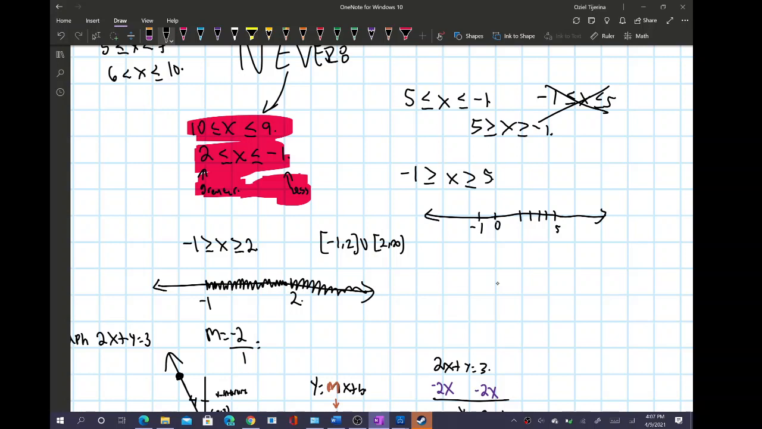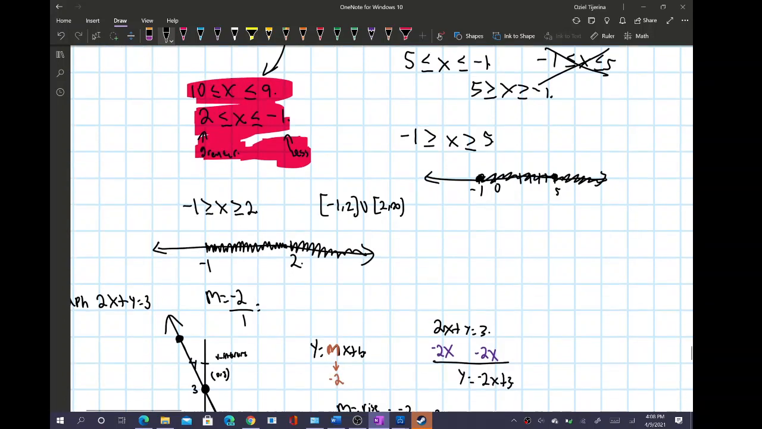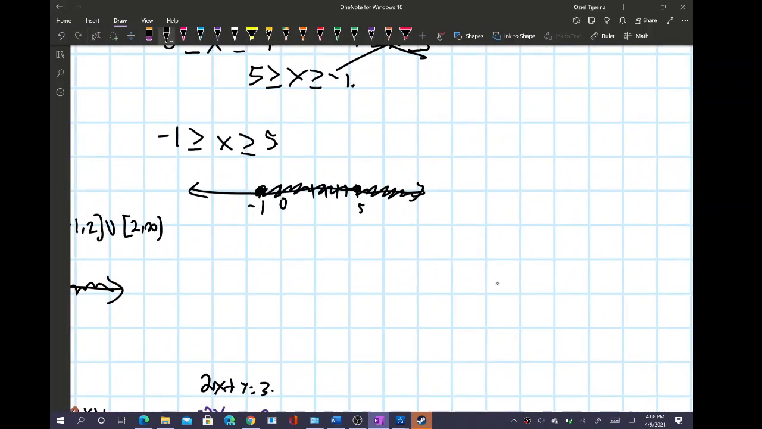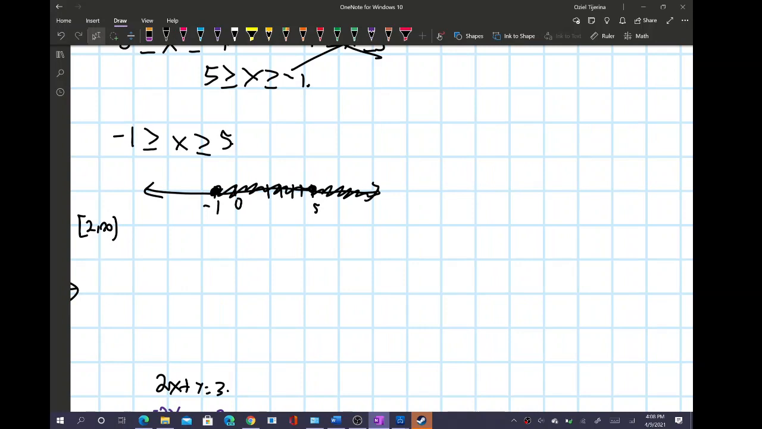So you would say negative 1 is greater than or equal to x, but then it's also greater than or equal to 5, so you're going to shade all of this, really. But I don't think they would give you something like that. It's very rare that they would give you something like that on a final exam. If they were to ask what this is in interval notation, it would just be negative 1 to infinity, because you're also including 5.